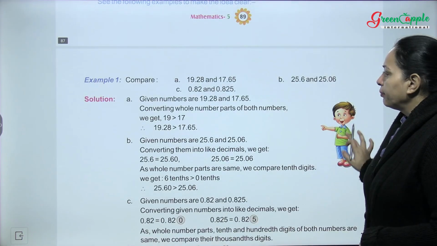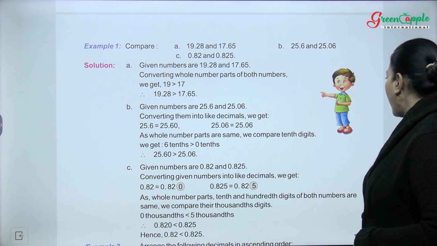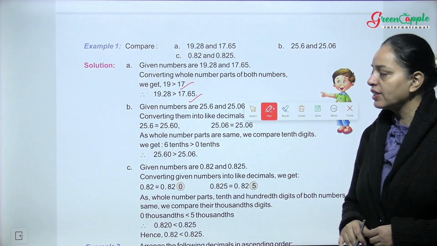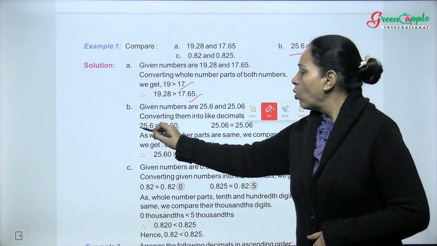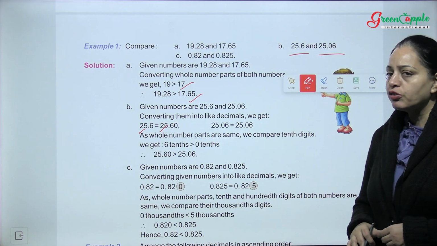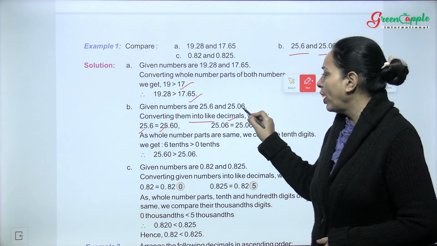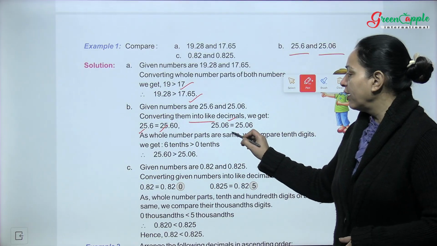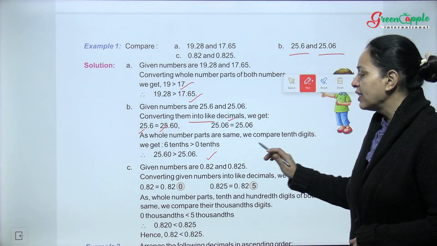Example 1, compare: A part, 19.28 and 17.65. See the whole parts, 19 and 17. 19 is bigger than 17. That's why the first number is greater. Now B part, 25.6 and 25.06. Here the whole parts are the same, 25 and 25. So now what to do? We have to compare. First, we convert them into like decimals. This becomes 25.60 and this is as it is. Now compare the whole part. These are the same. So now compare the tenths digit. Here this is 6 and here it is 0. So 6 is greater than 0. That's why the first number is greater.